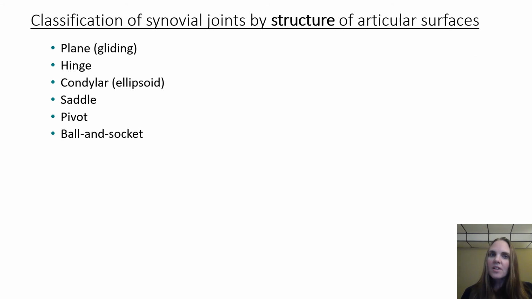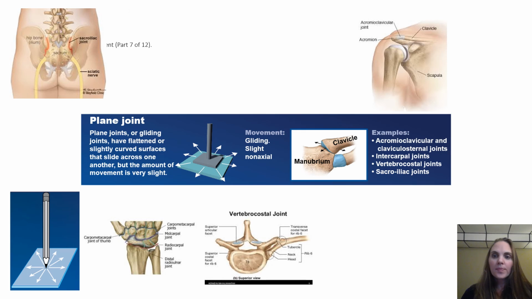So we also classify the synovial joints by the structure of their articular surfaces. So remember, the articular surface, the surface of the bone on bone. So we have plane or gliding, hinge, condylar, saddle, pivot, and ball and socket joints based on this classification scheme. So our plane joints or gliding joints are joints that have flattened or slightly curved surfaces that slide across each other with that gliding movement. It's a very slight movement.